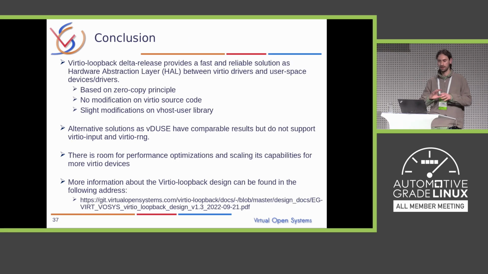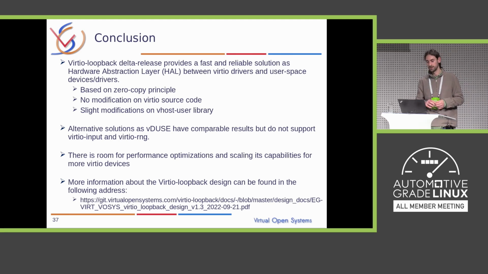Just to sum up the whole discussion, and then we are done: Virtio Loopback provides a fast and reliable solution as a hardware abstraction layer between the Virtio drivers and the VIOS user devices or other user space emulated devices. It is based on the zero copy principle. It has no modification of the Virtio source code, and there are a few modifications, depending on the version, specifically about the VIOS user library, which we believe in future updates can be totally eliminated.